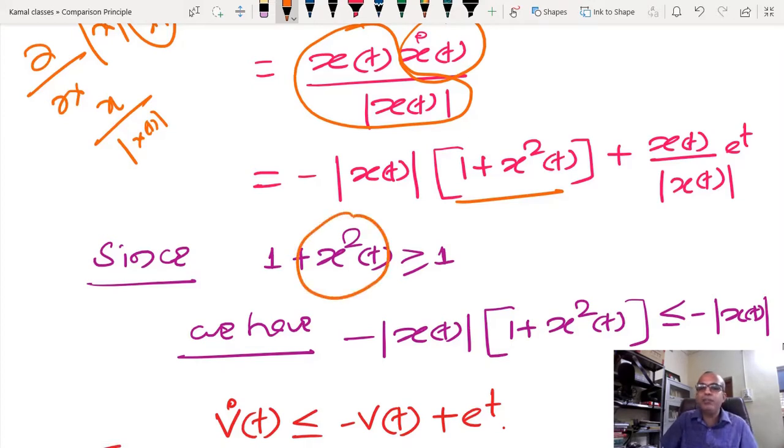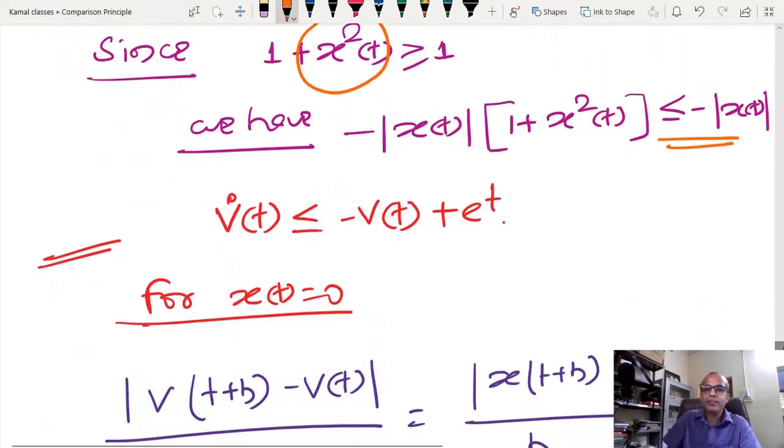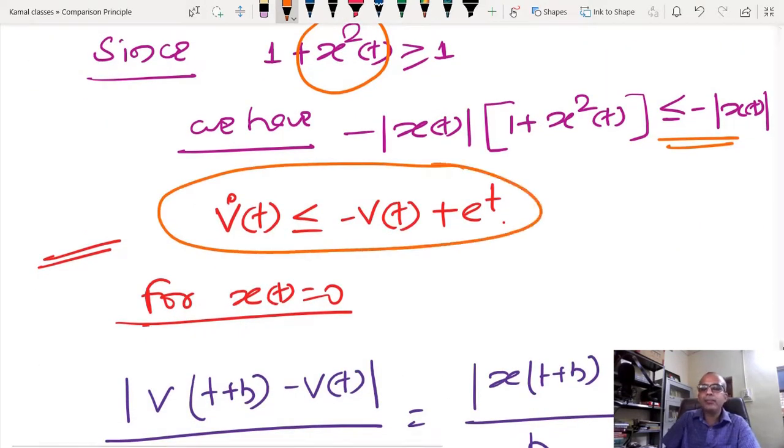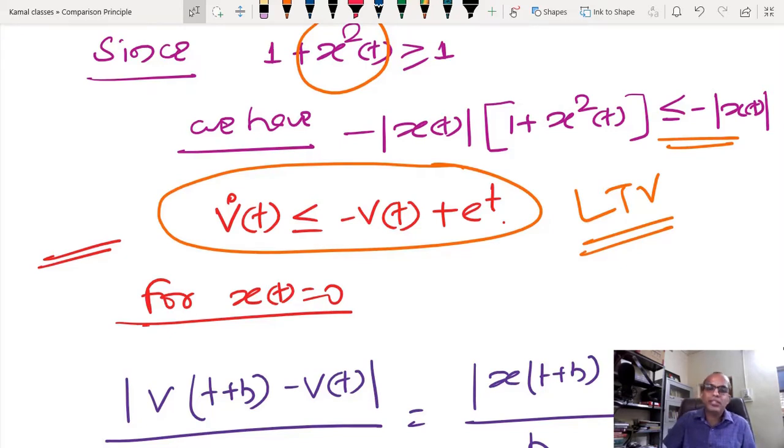After that, you have to just play with the inequality. If you multiply by x, then I have this kind of inequality. Now you can see that I land up at a very simple equation, and that is again some linear time varying equation. Okay, so it is an LTV equation because of e power minus t, and linear because v(t) to the power 1 is here, so both the superposition principle and additivity will be satisfied.